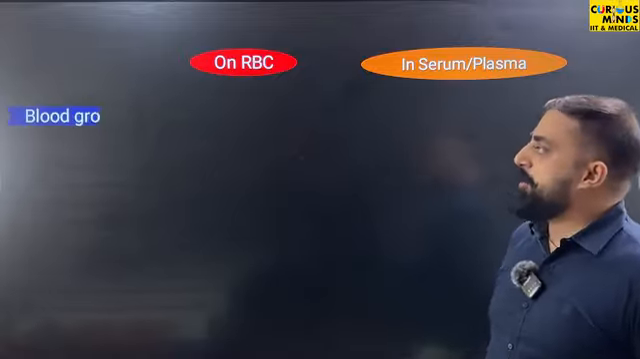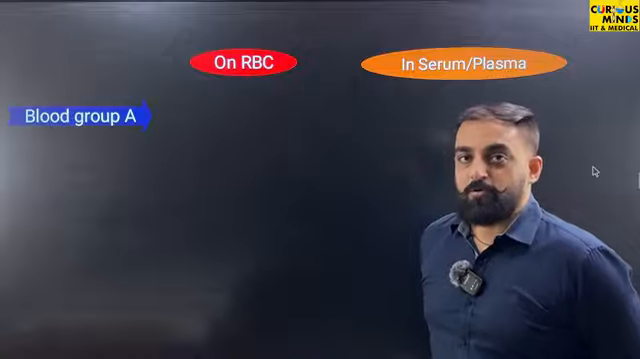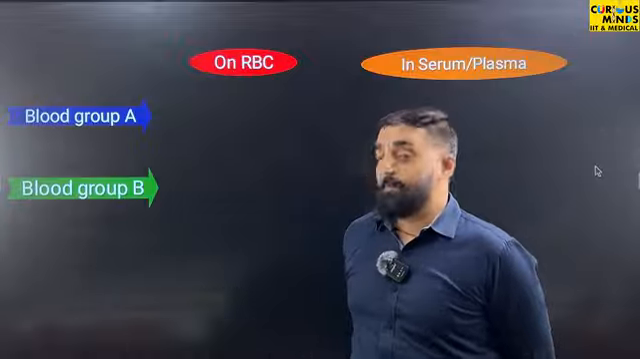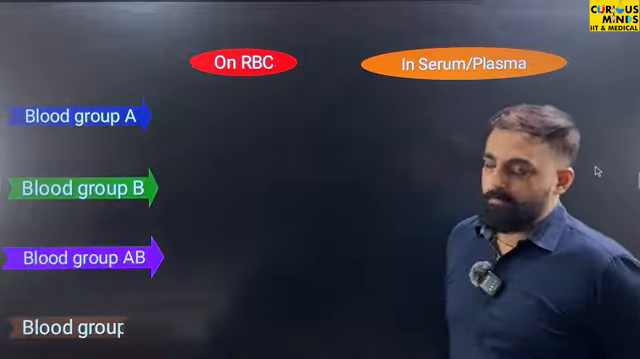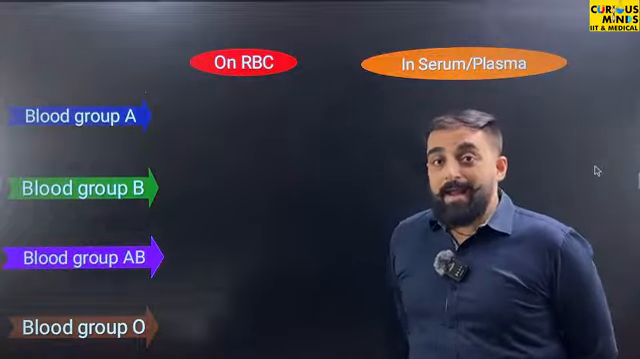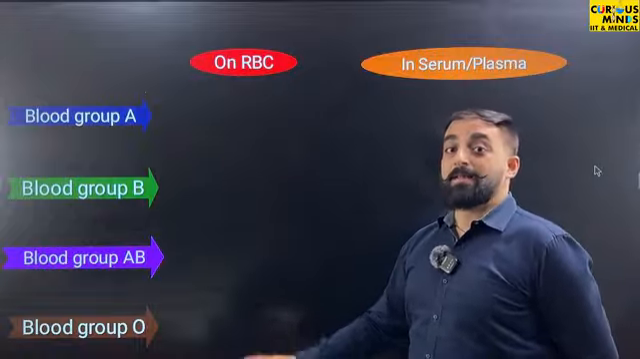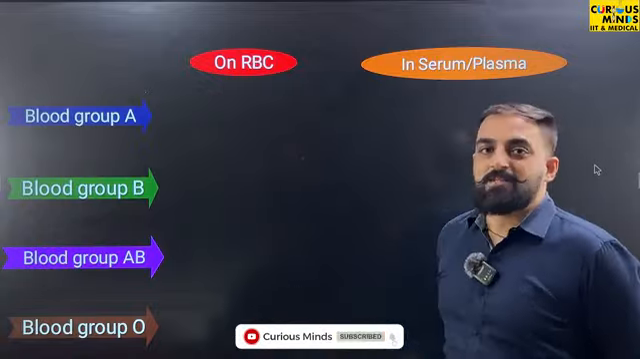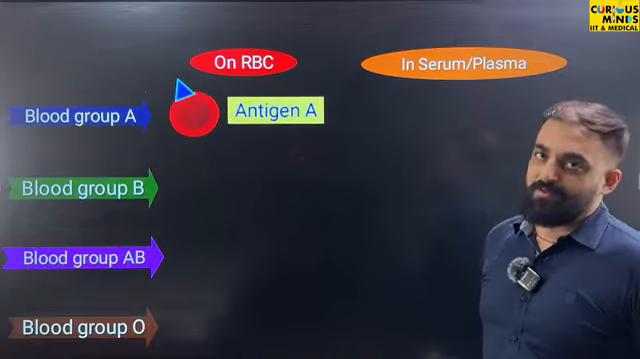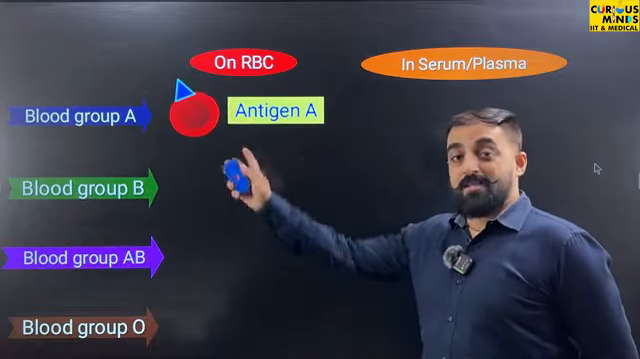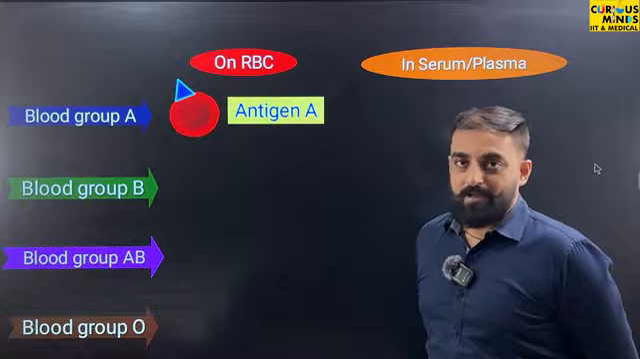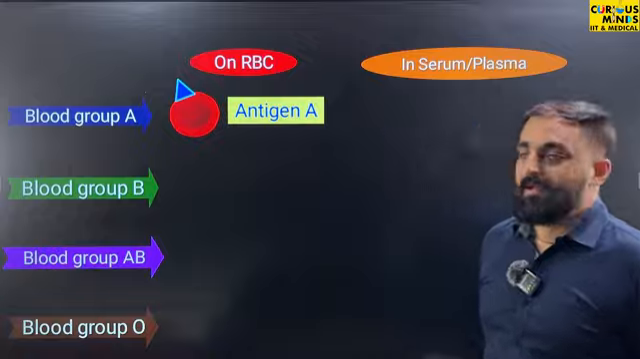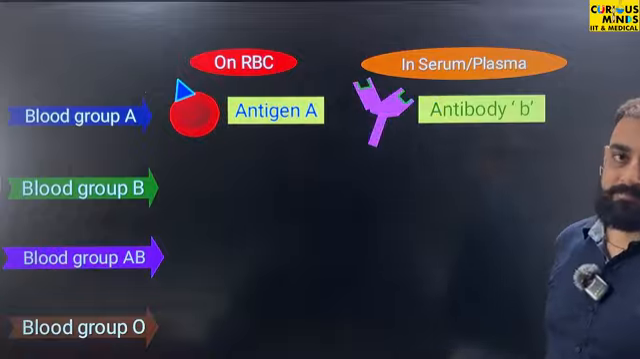antibodies. So let me put down the four different types of blood group for you: blood group A, blood group B, blood group AB, and blood group O. Now, blood group A is determined by, yes, you guessed it correctly, the presence of antigen A on the RBC surface. As I told you, this would have a corresponding antibody. Which antibody will a person with blood group A have? He'll have antibody B.